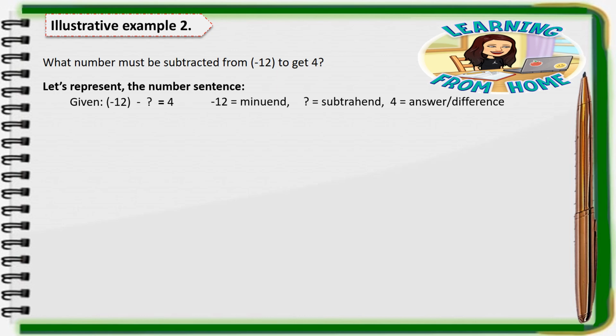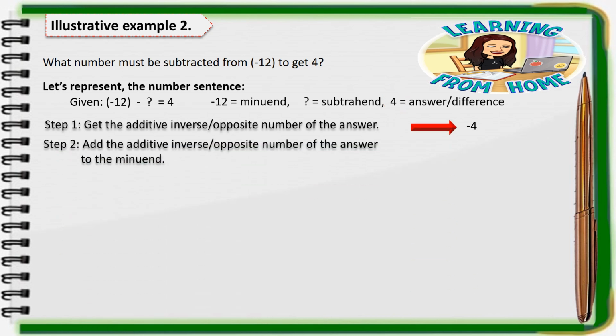Okay, so to solve this problem, let us follow these steps. Step 1, get the additive inverse or opposite number of the answer. So, ang ating answer ay 4. Ang opposite nito ay negative 4. Step number 2, add the additive inverse or opposite number of the answer to the minuend. So, ang ating minuend ay negative 12. So, i-add natin dito ang ating sagot sa step number 1, negative 4. So, meron tayong negative 12 plus negative 4.